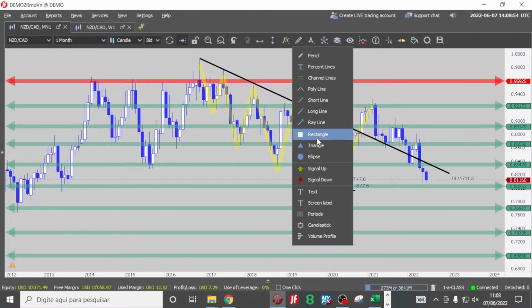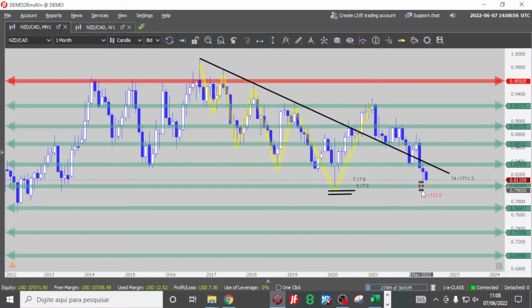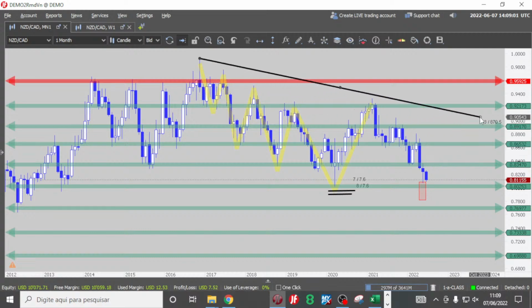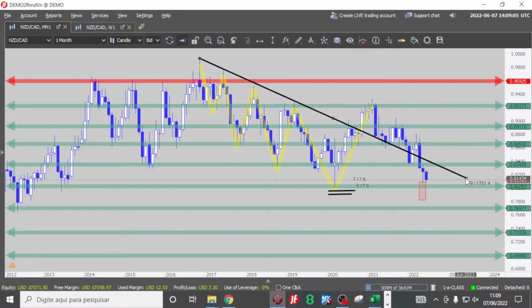Once the market makes a lower low, we are going to adjust our downtrend line to like this. Make sense? We've learned all of this. Okay, everybody?